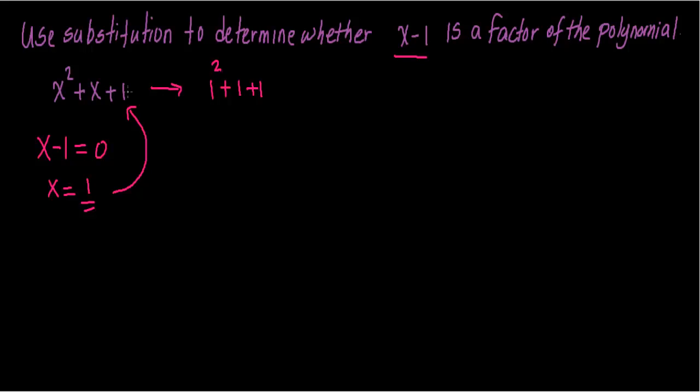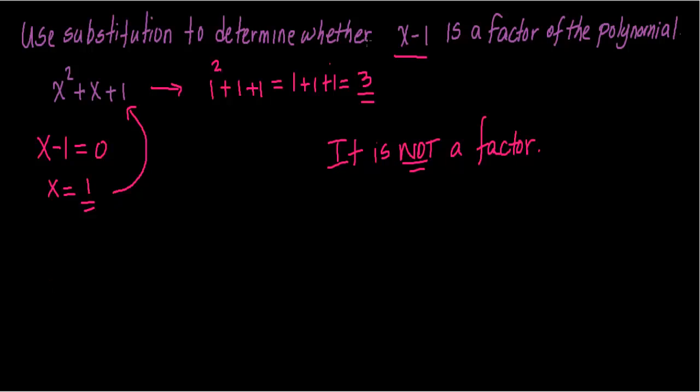This is your first term, which is x squared. This is your second term, which is x, and the plus 1. And you evaluate it. 1 squared is 1. Plus 1 plus 1, that'll give you 3. I did not get a 0, so if you don't get a 0, it is not a factor.